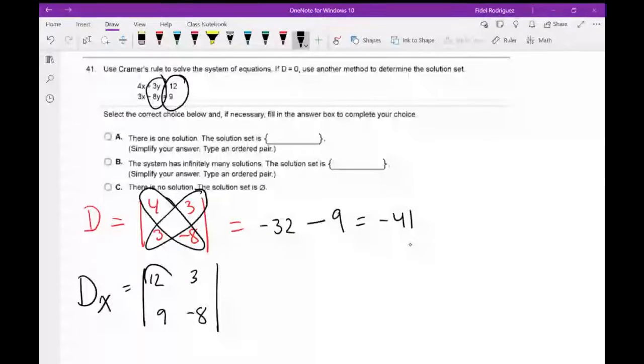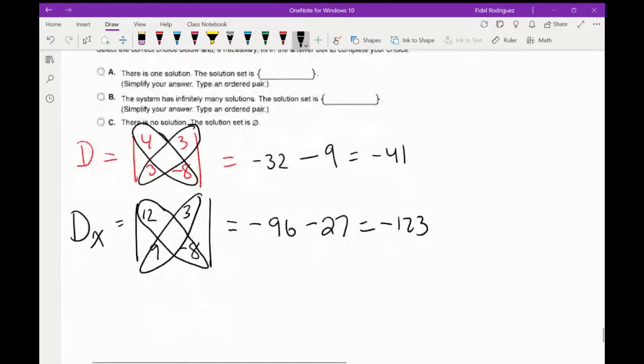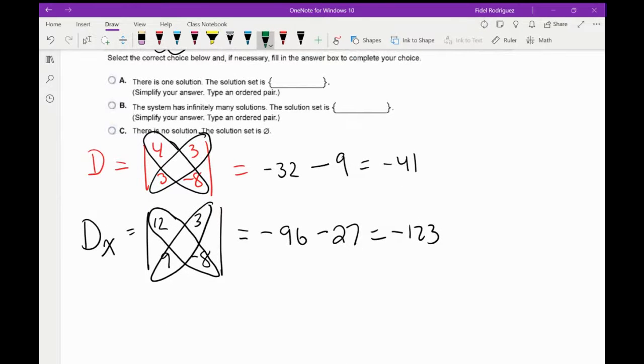Again, I'm going to cross multiply. So 12 times -8 should be something like a negative, I'm going to say 96, minus 27. I'm just going to grab my calculator real quick. -96 minus 27 is -123. And we need to find one more. We need to find dy.